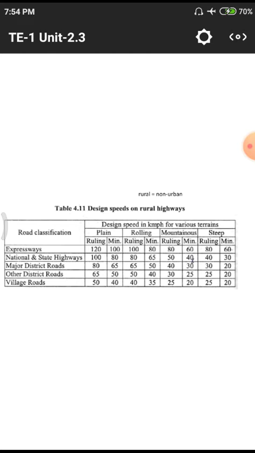And then next we are having major district road, MDR, ODR and village roads. Those are having similar values but with a few changes. Normally these major district roads have a speed of 80 kmph, but the minimum speed we have to maintain is 65. Likewise, rolling terrains we have to maintain 65 and 50. After that we are having mountainous, where we have to maintain 40, 30. After that, steep terrain with values of 30 kilometers and 20 kilometers speed. Similarly, other district roads we are having speeds.